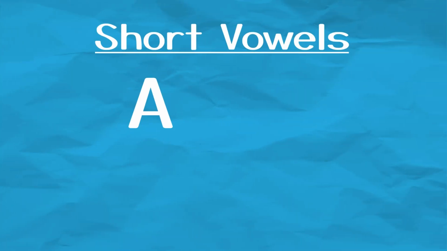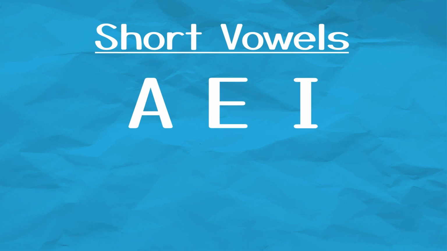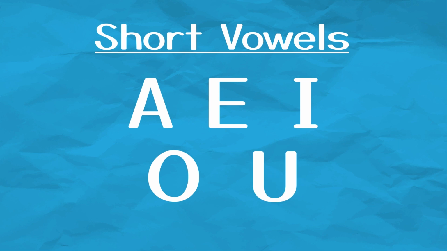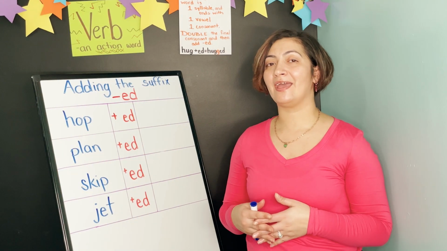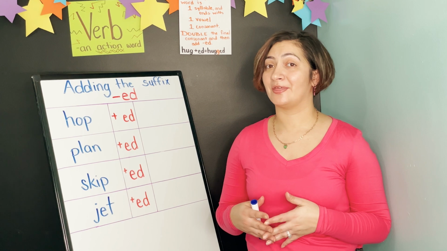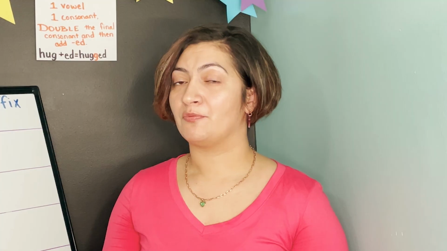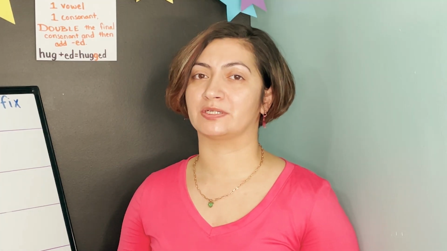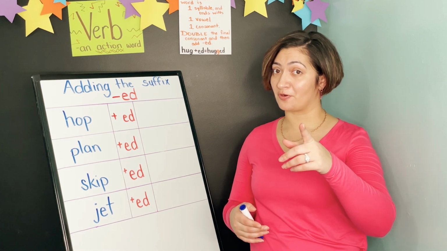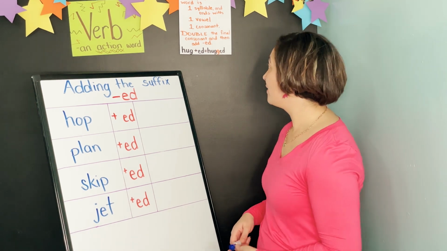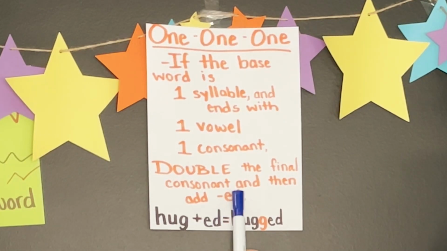Here's the letter A, short sound, ah. Here's the letter E, short sound, eh. Here's the letter I, short sound, ih. And here's the letter O, short sound, ah. And here's the letter U, short sound, uh. So when we have those one-syllable words that end with a short vowel consonant, we want to keep that vowel a short sound. So what do we do before we add our suffix ed? We're doubling that final consonant.